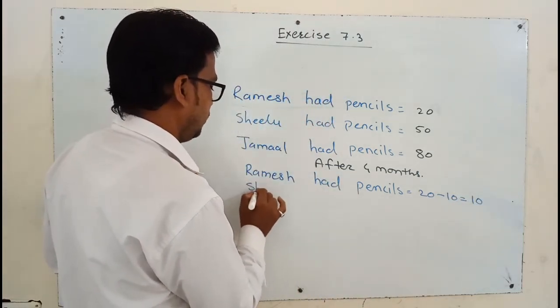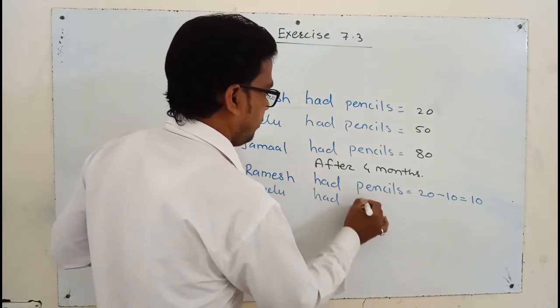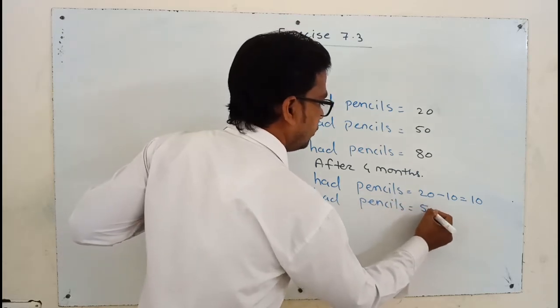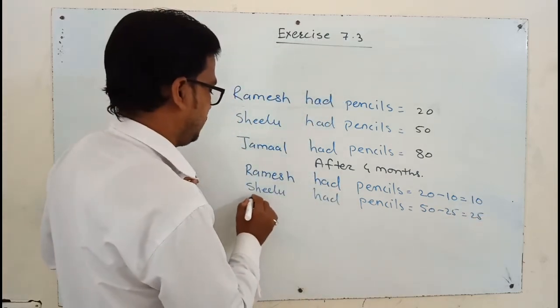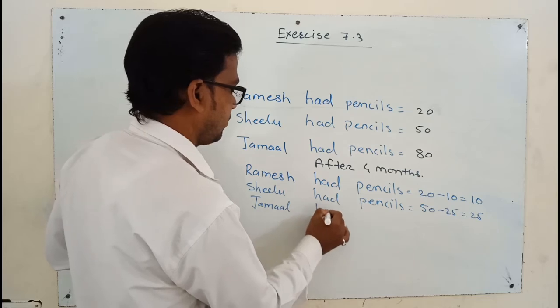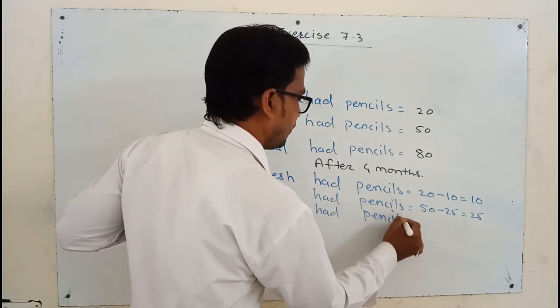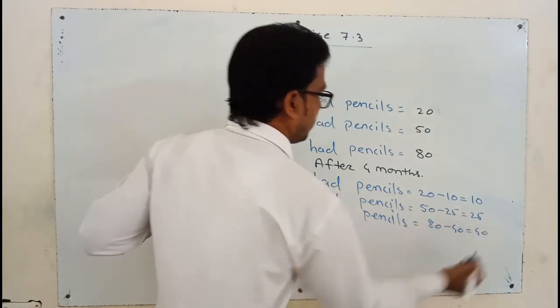Then Shilu had 50 minus 25 equals 25 pencils. And Jamal had 80 minus 40, so 40 pencils.